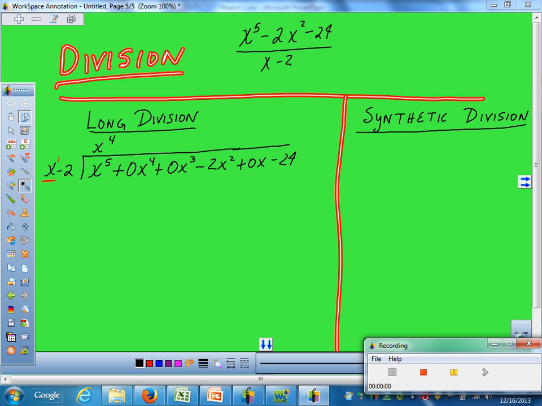Okay, so the question was, what do I have to, the red is underlined here under x, because I have to say what times x makes x to the fifth? X to the fourth. Now, how do you get what you should write down below? You have to take the x to the fourth. You take the number you put on top times everything out front.